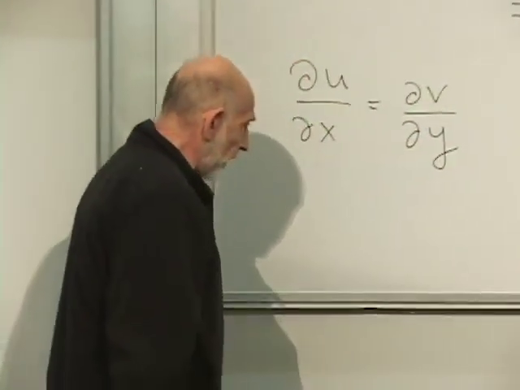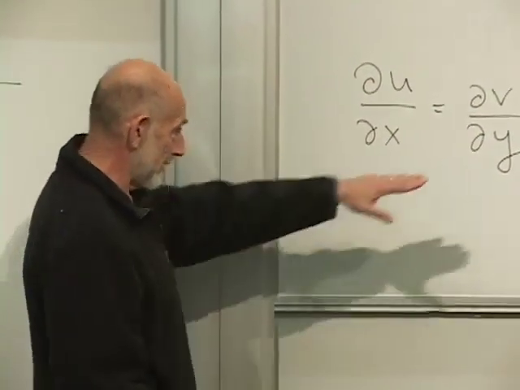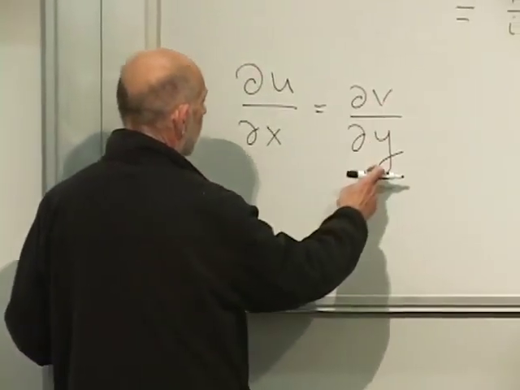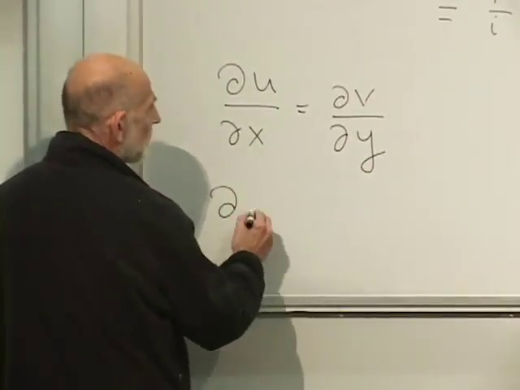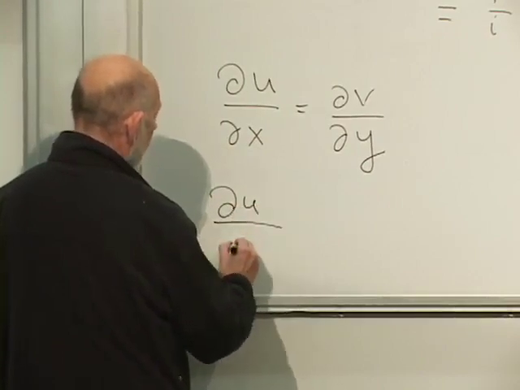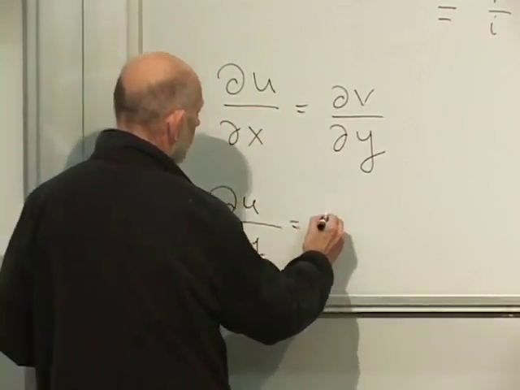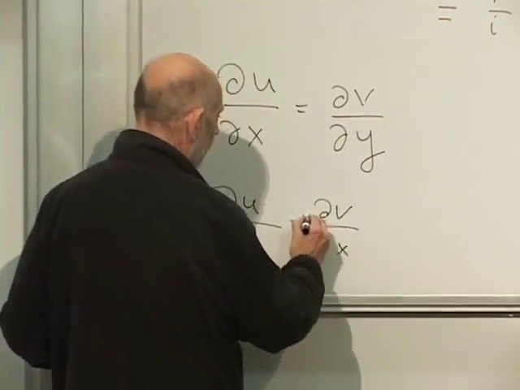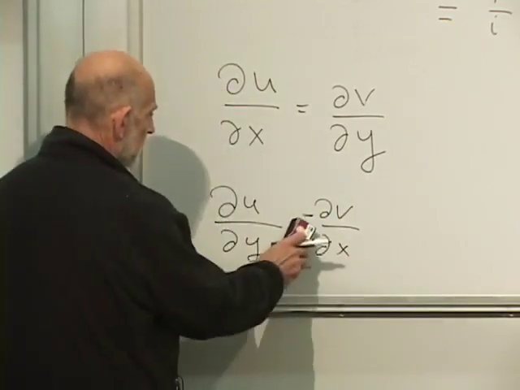So we get two equations. There are two. They're not the same, incidentally. Look at them. One says du/dx equals dv/dy, and the other says du/dy equals, no, minus dv/dx. One of them has a minus sign, the other doesn't.